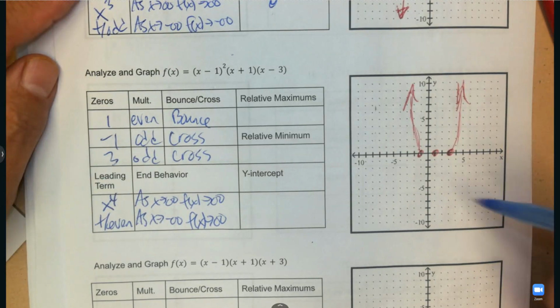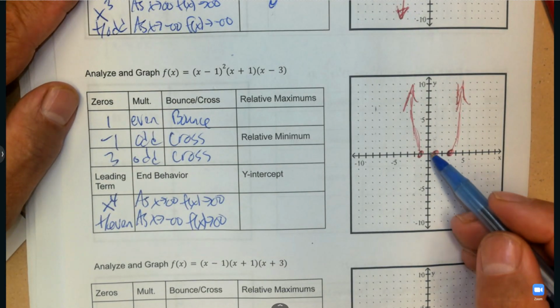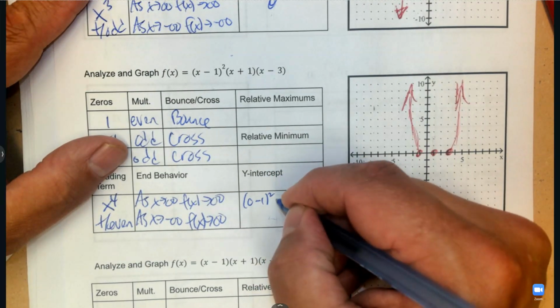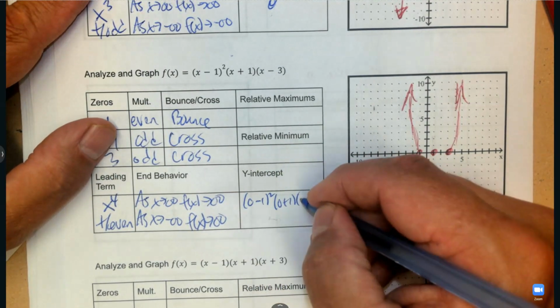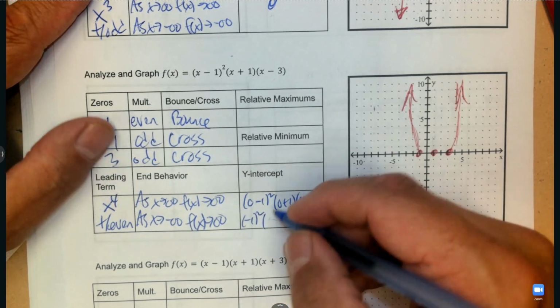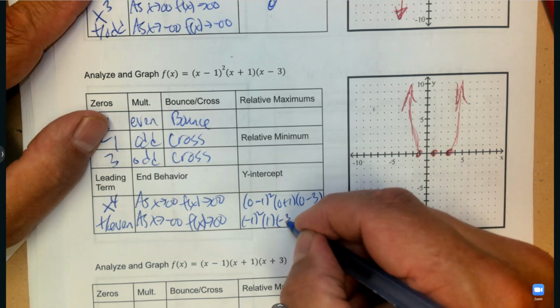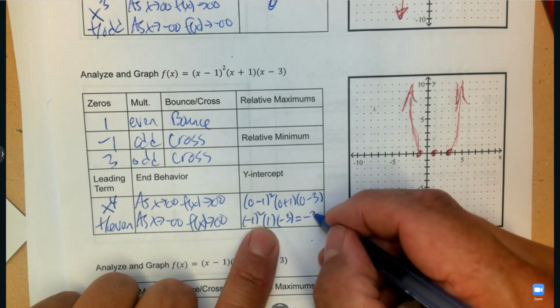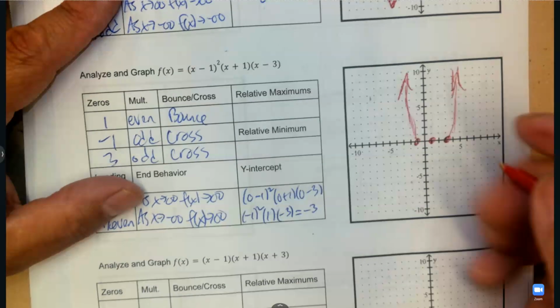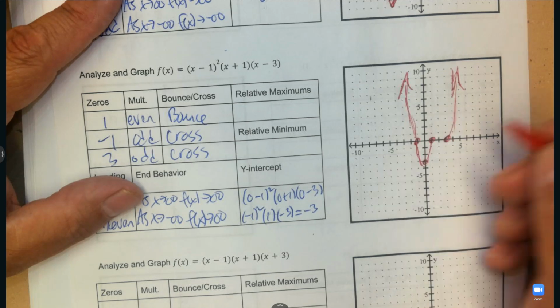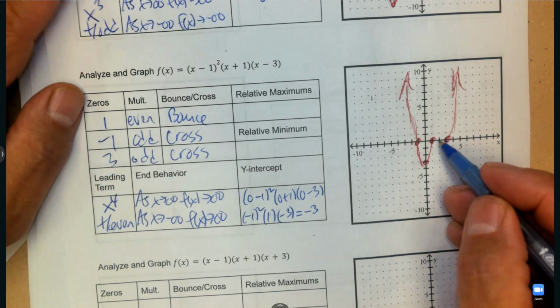Now I got to fill in the middle part. So I have 0, that's the y-intercept. So if I go 0, subtract 1, and 0 plus 1, and 0, subtract 3, I get negative 1 squared. I get 1 and negative 3. So negative 1 times negative 1 is positive 1. So if I multiply across, it's negative 3. So now I know this path. Last one I need to figure out is at positive 2.